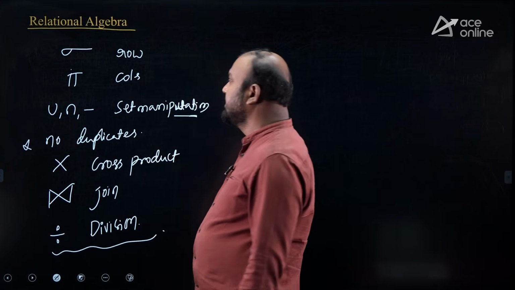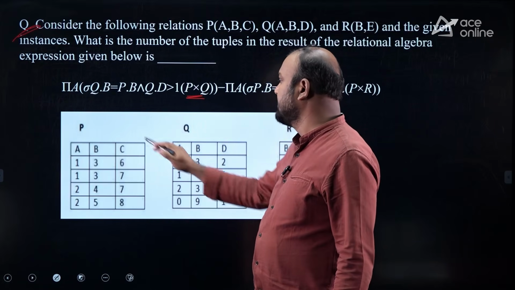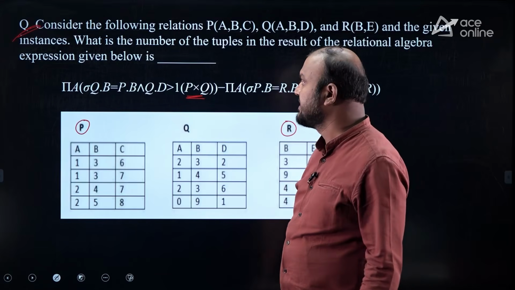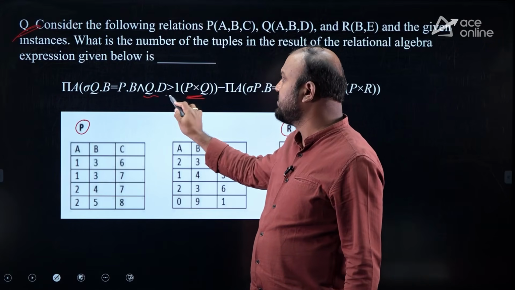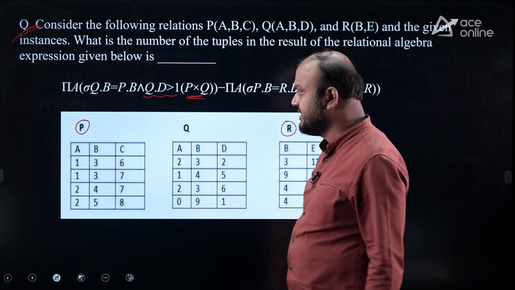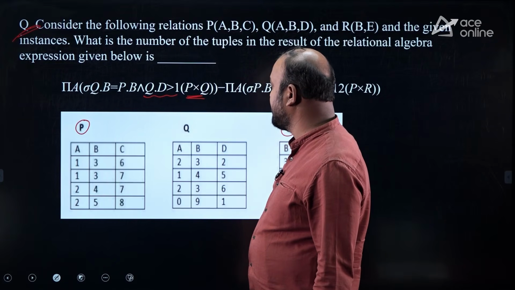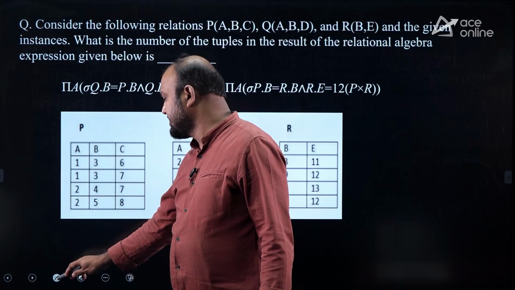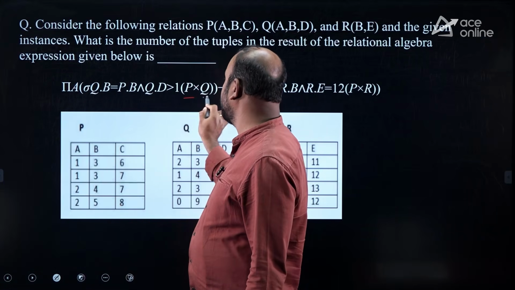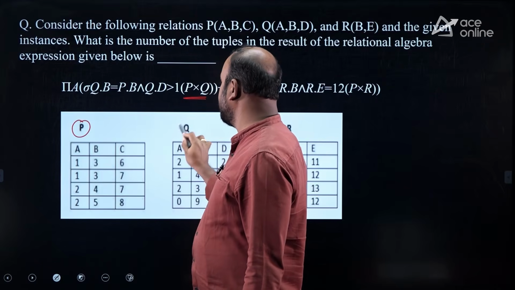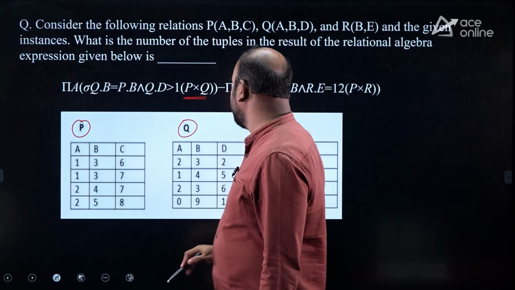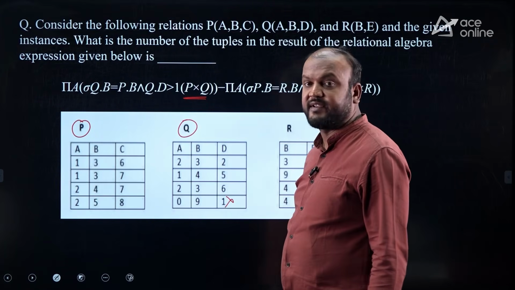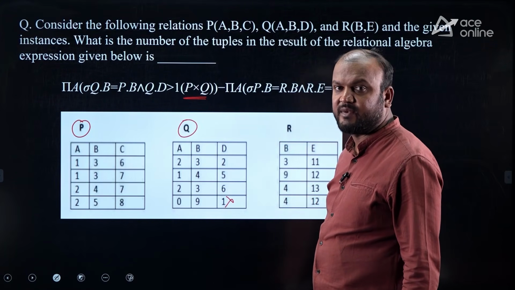Okay. P cross R, first table and last table, Cartesian product. What tuples are to be selected? Q.D greater than 1. Sorry, P and Q. Fine, one minute. P cross Q, first table and second table. Q.D greater than 1 means the last tuple you ignore. Remaining all are Q.D greater than 1.